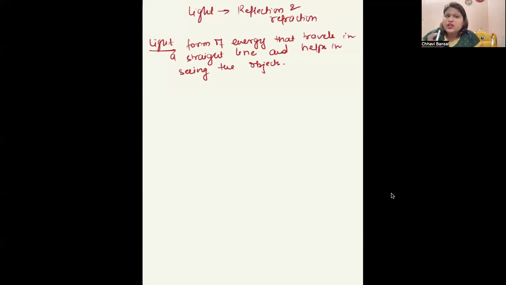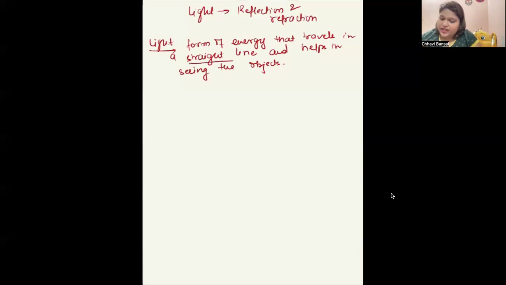Have you ever seen the concept of shadow formation? You have seen, right? At night, when there is a source of light, you stand in front of it. At the backside of you, there is a small shadow formation, right? Now, if light had not been traveling in a straight line, it would not form a shadow. Why? Because light would strike the object and then change its path and move ahead. So why is the shadow formation taking place? Because light is traveling in a straight line.